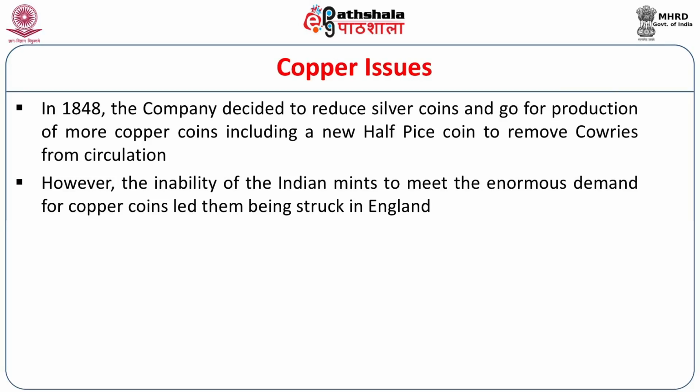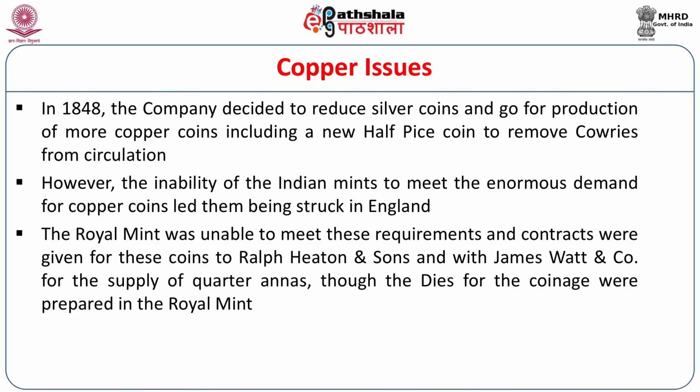However, the inability of the mints in India to meet this enormous demand for these copper coins led to them being struck in England. The Royal Mint again was unable to meet these requirements and suggested contracts be given to private mints. 2 such mints, Ralph Heaton and Sons and James Watt and Company, agreed to supply these copper coins, although the dies for the coinage were prepared at the Royal Mint of London.